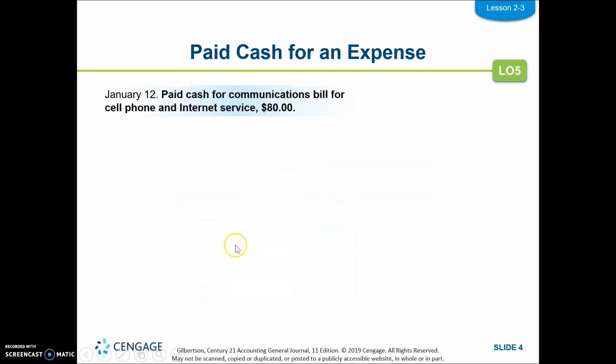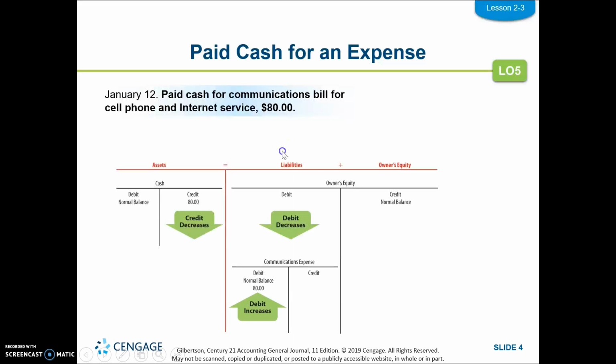So now we're going to pay cash for expense. We paid cash for communications bill, for cell phone and internet service, $80. So again, we've got to decide what accounts are going to be affected. Well, we paid cash, so that's going to be affected. And we have a communications expense, communications bill. So if you look here, we have a communication expense account, which will eventually affect owner's equity.